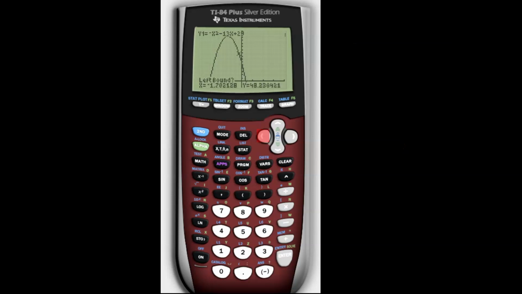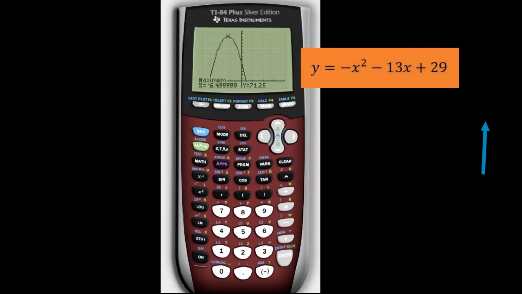And again, go back, move that cursor right about where your vertex is. And then you're going to go a couple clicks to the left of that point, press enter. And for the right bound, again, go back to that vertex, go a couple clicks to the right, press enter. And when you're guessing, press enter again. And there is your maximum, your vertex. We're rounding about negative 6.5. And our y is 71.25.